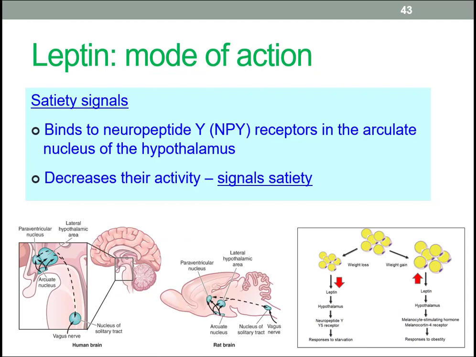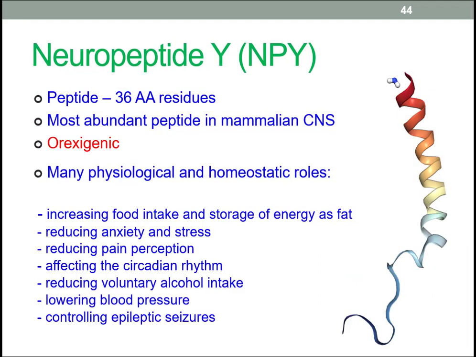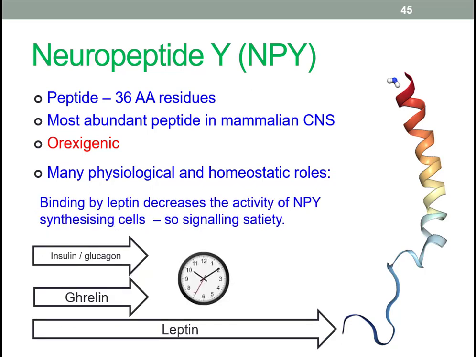Now, we noticed from the previous slide that binding to leptin decreases the activity of NPY receptors, so signaling satiety by reducing the generation of orexigenic substances. So when leptin binds the NPY cell, it reduces the synthesis of NPY, so signaling satiety, which I've just said.